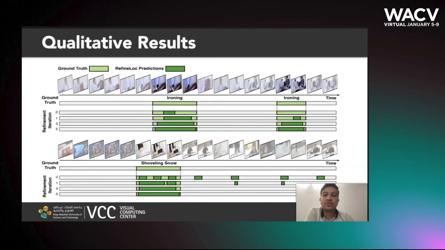Here are qualitative results, in which RefineLoc is actually able to change predictions over the iterations. In the first example, it's actually beneficial for the metric, but in the second, it's not.